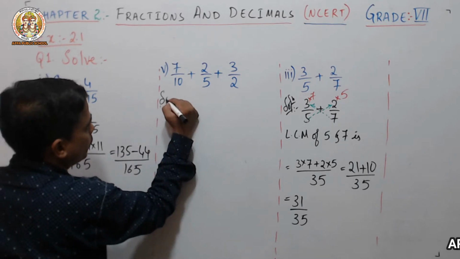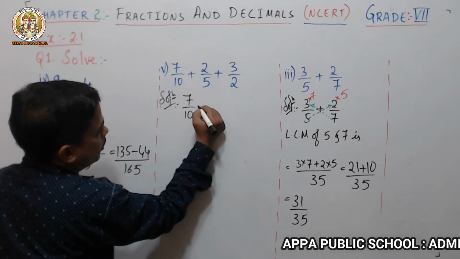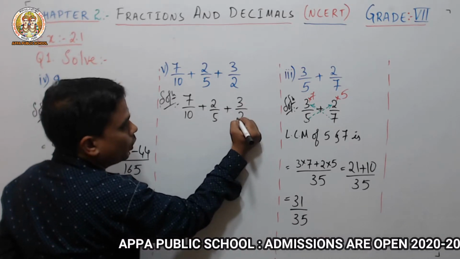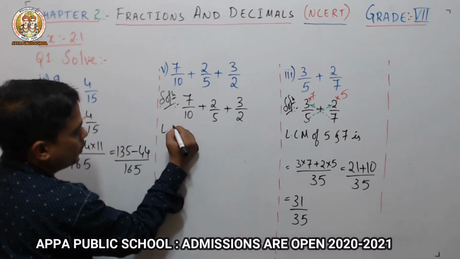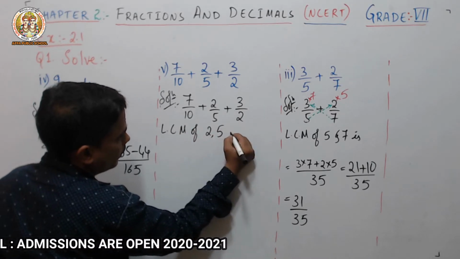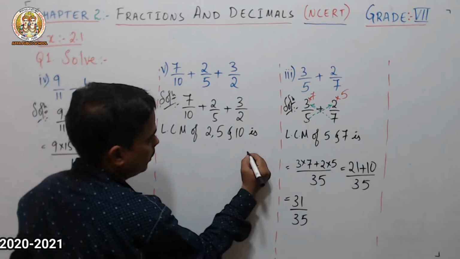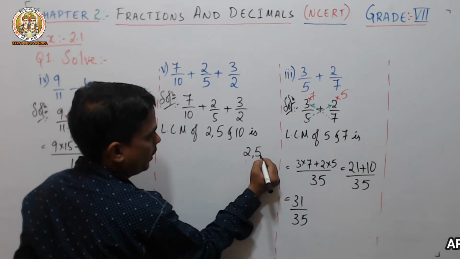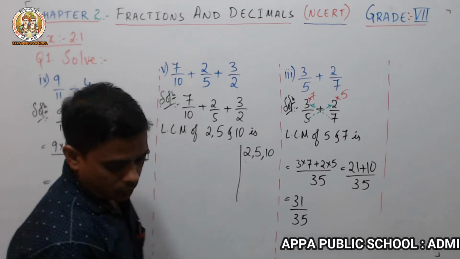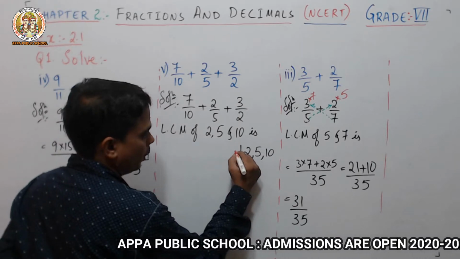So once again I will write the solution. I'll write the question as it is, 7 by 10 plus 2 by 5 plus 3 by 2. Next, LCM of 2, 5 and 10. Okay, I'll take an LCM. What will be an LCM? I'll write here 2, 5, 10, right? Next, so what I will do here, I'll take an LCM. See, 2 table, I'll go with the 2 table.